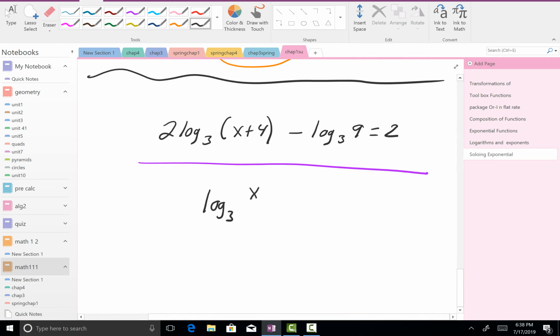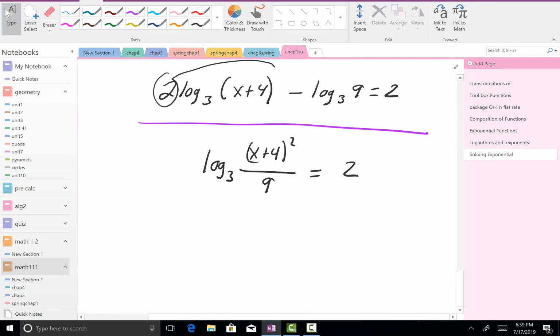Yeah, x plus 4 squared. Good. Because this 2's got to pop out in front there. And then what are we going to have? We have a minus, so that means divide by what? What are we going to divide by? 9 is equal to, that doesn't change. Okay, so again, we're just using the properties that we learned Monday on these.